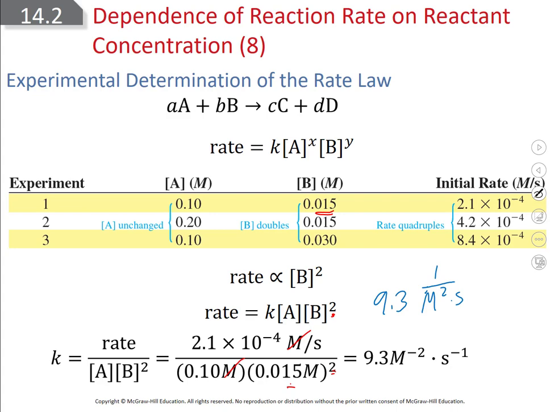What happens if I changed the concentration of B, and my rate did not change? What would that mean? Y is. If I doubled the concentration of B, but my rate didn't change, what would that mean the power is? 0. Good. That means it didn't have an effect.